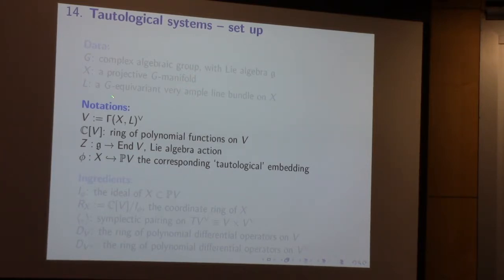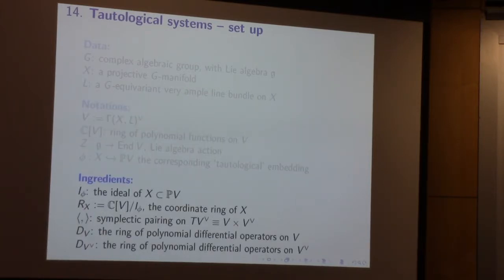Okay. Now, because I started from a very ample line bundle, I get for free what's usually called a tautological embedding, namely the embedding corresponding to the very ample line bundle into the dual of the section space, PV. Okay. So I call this embedding map phi. So from my data, I now get this derived data.